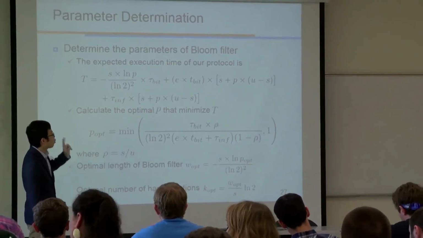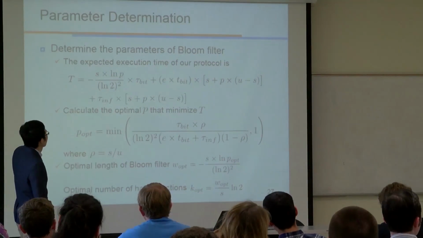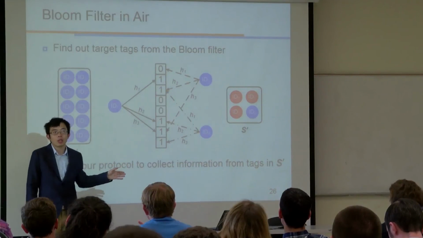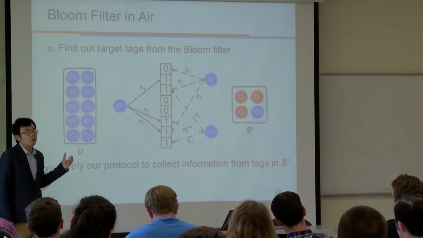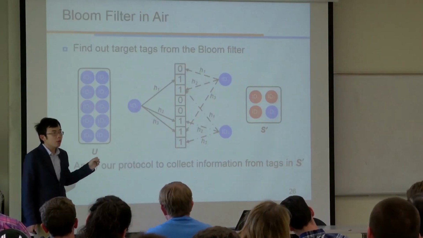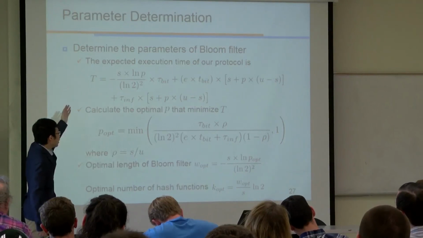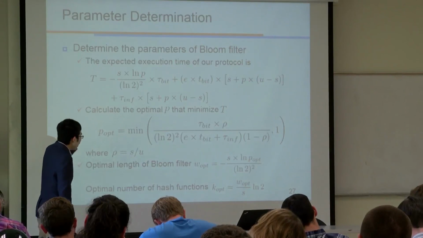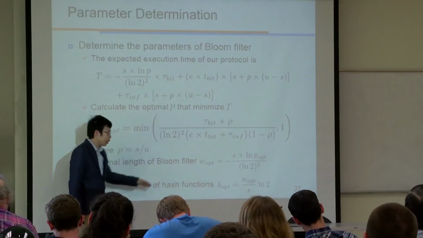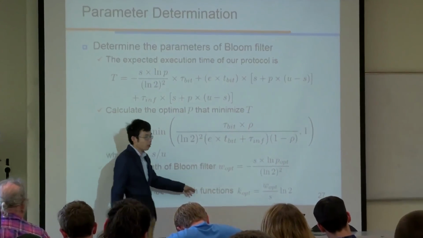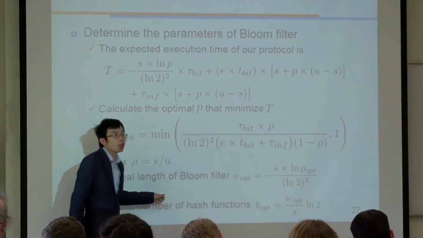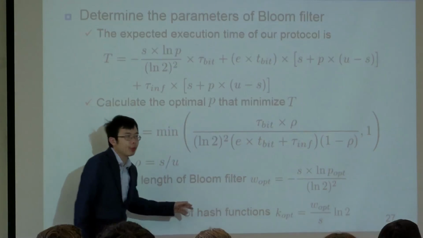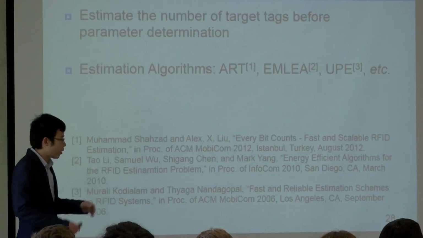One question left is, here we use the Bloom filter, but how do we decide the parameters of the Bloom filter? We want to choose optimal parameters to minimize the execution time of our protocol. Here are some mathematical formulas. We try to find the optimal length of the Bloom filter and the optimal number of hash functions we have to use to construct the Bloom filter.